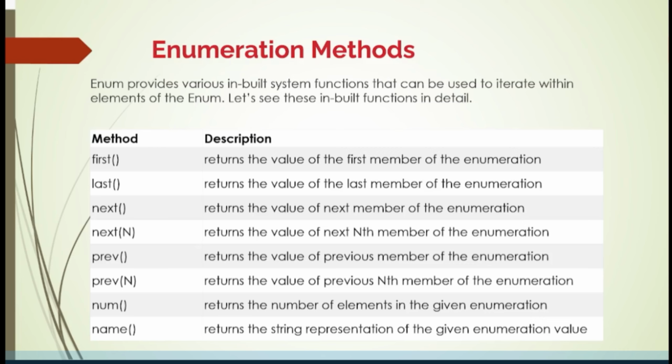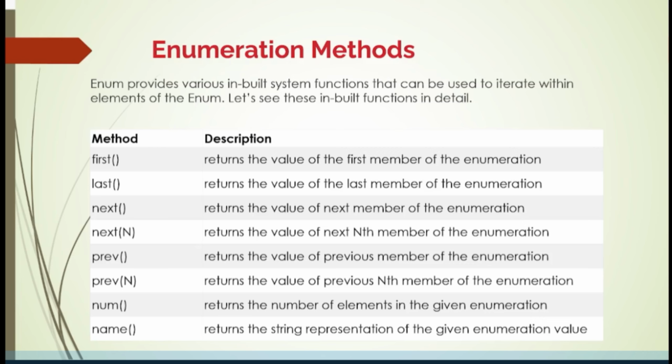If you see these methods, you are familiar with all of them from arrays also. The working is the same in both arrays and the enumerated data type. These are the methods that you can use in enumeration. The first is first, last, next, and within next you have the element also, the nth member. That means you can do it based on the pointer, or based on a particular element. If you want to see what the next element of a particular element is, you can do that also. Then previous, and number, name.